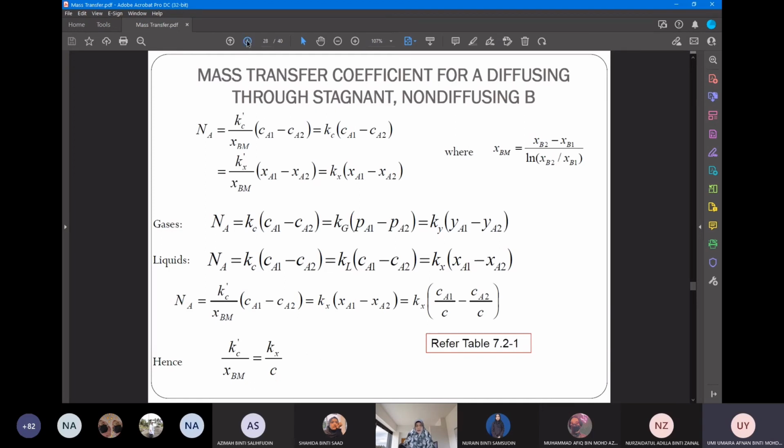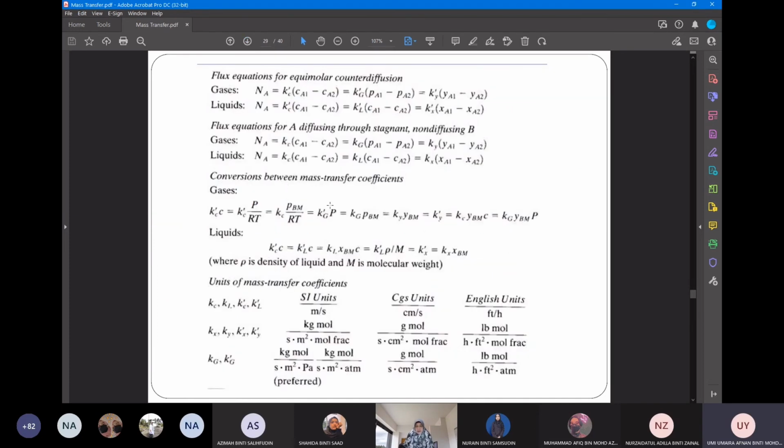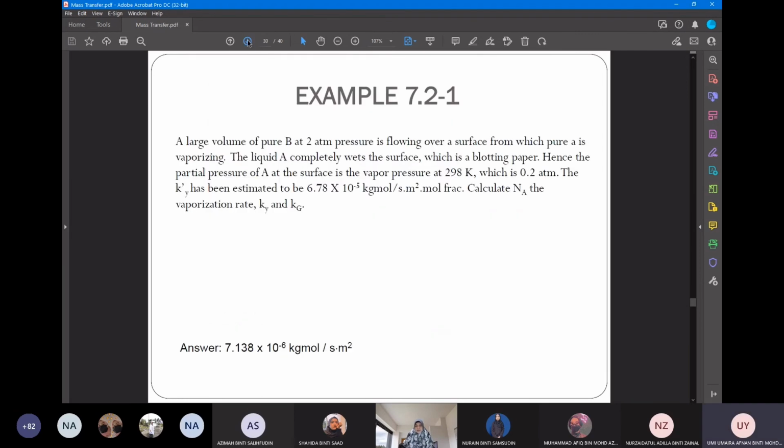Please read and try to understand how it happens. It's kind of easy, I don't want to repeat. And lastly, we can see the whole relationship between the gas and liquid that you have. So please just understand it. This one you can try. Ky and Kg.